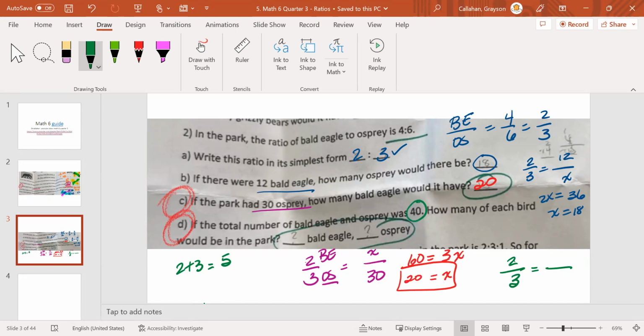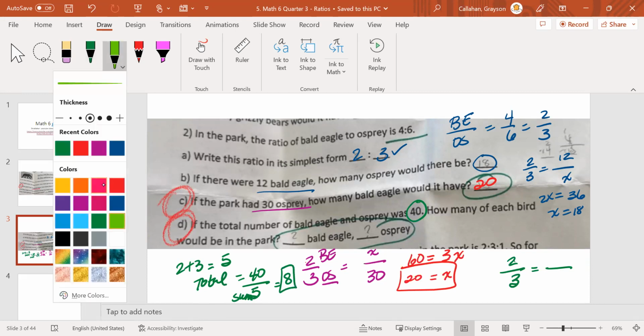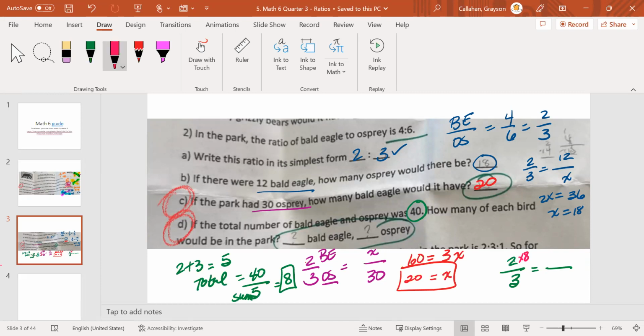You take the total. Go grab your laptop, please. Total is 40 divided by the sum. Do you see that? What's 40 divided by 5? 8. Now that's your magic number. So we're going to do this with it. You want to pay attention. Okay, ready? You take 2 times 8, which is what? 16. That's bald eagle, right? And you do 3 times 8, which is?